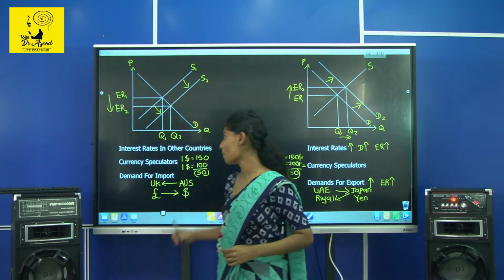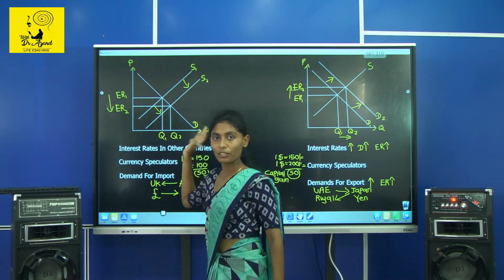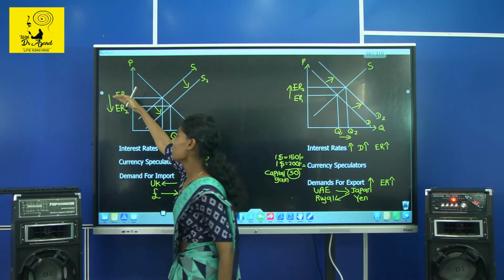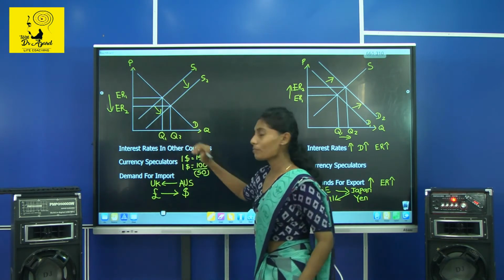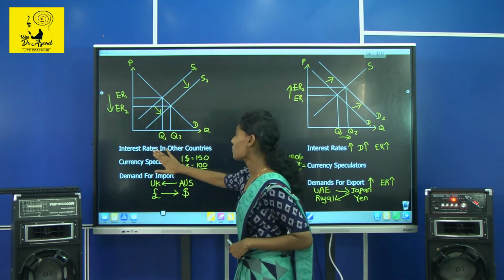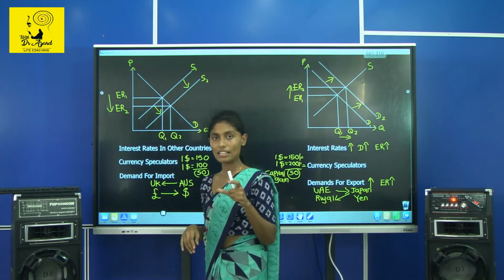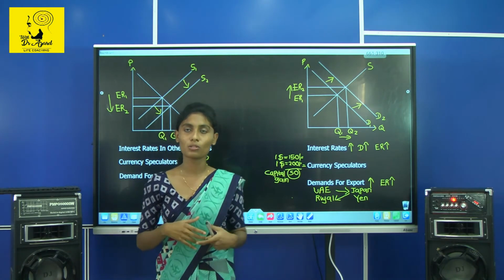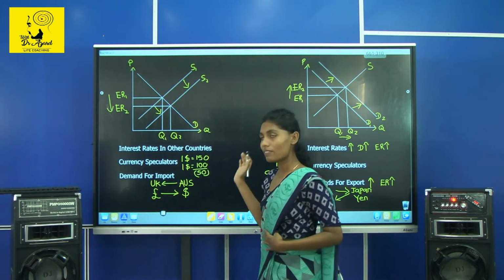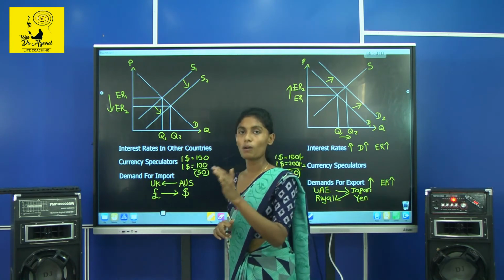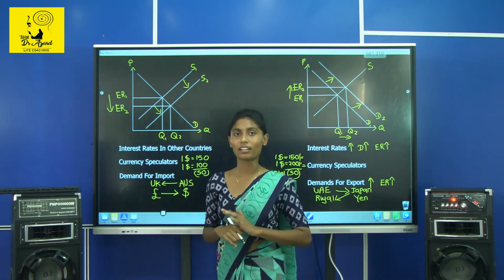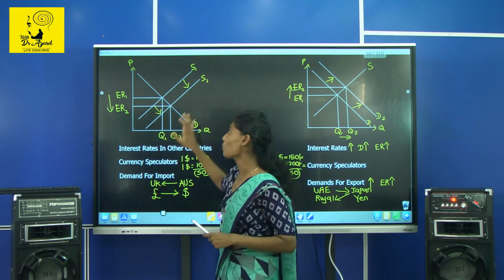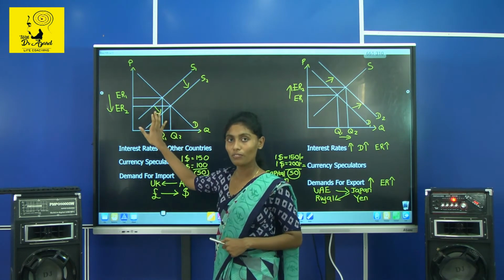Then the supply curve can be shifted to the right. When the supply shifts to the right, there is a reduction in the exchange rate. How does that happen? For example, interest rates in other countries. When the interest rates in other countries increase, for example in sterling pounds, we exchange our rupees into pounds and deposit them in the bank. In which bank? In London banks. When that interest rate is increasing, we are supplying more and more rupees to the foreign exchange market.